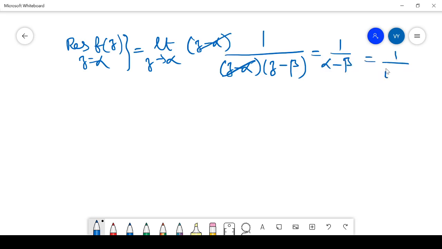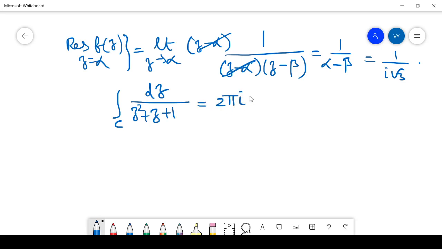That turns out to be 1 by i root 3, which we have already calculated. So the integral over C of dz by z squared plus z plus 1 is 2 pi i into 1 by i root 3. These two i's get cancelled, giving you the answer as 2 pi by root 3.